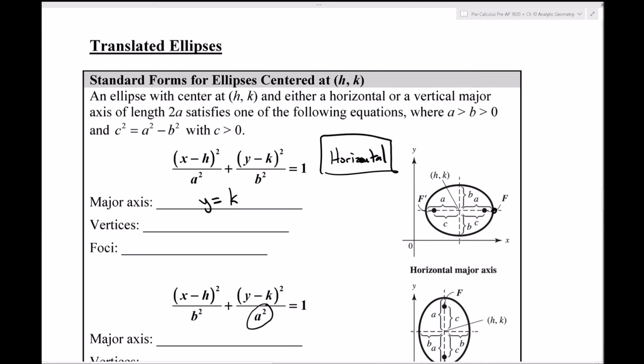The vertices were on the x-axis, plus or minus a, away from (0, 0). Now that vertex has been shifted up by k units. So there's a little bit more to that, and I probably want to draw this out. It's best if I drew this out.